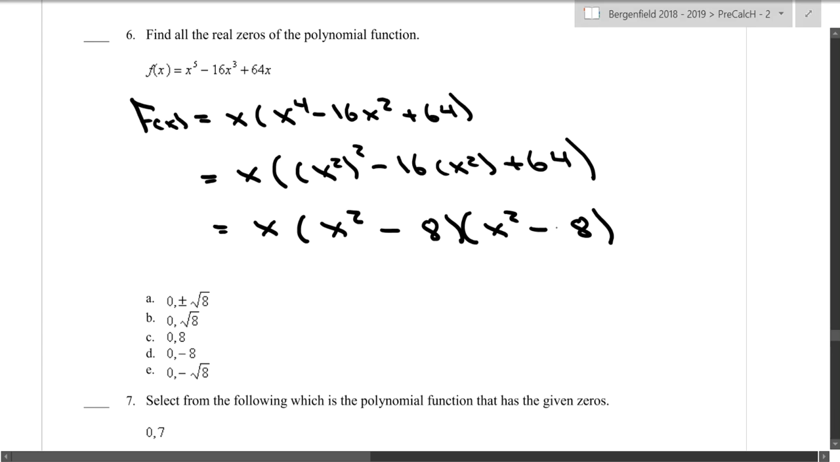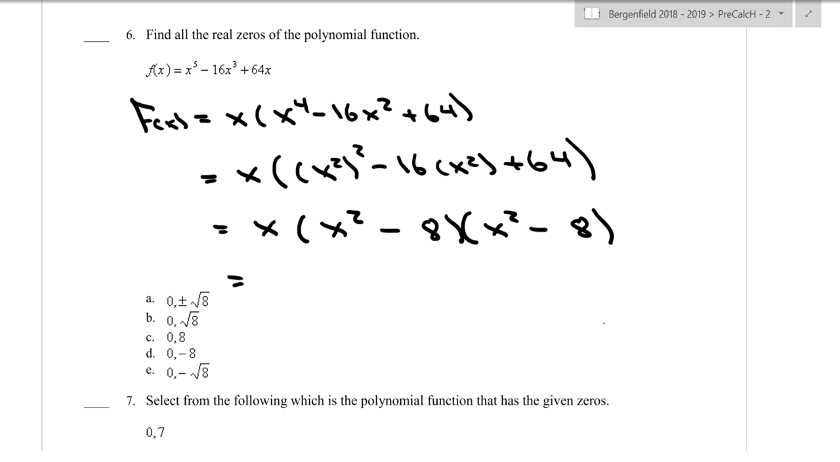And, like always, you should check your work, and you can see that x squared times x squared is x to the fourth. A minus 8x squared minus an 8x squared is a minus 16x squared. And negative 8 times negative 8 is a 64. So you can see that works if you can just see it as a quadratic.